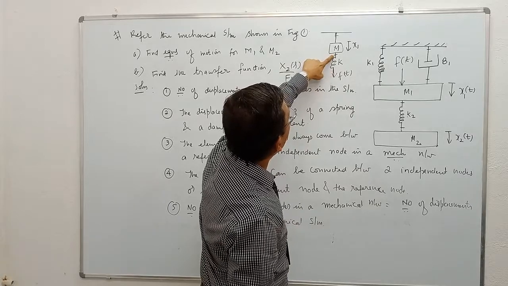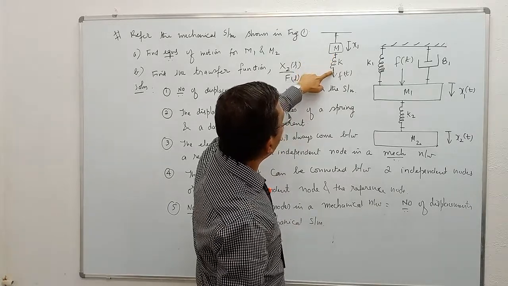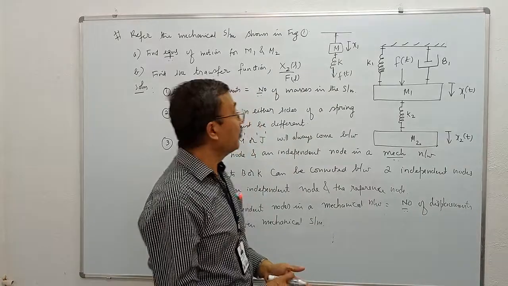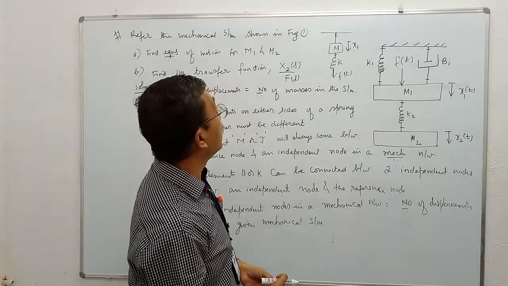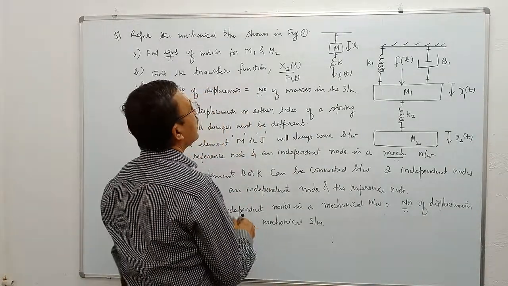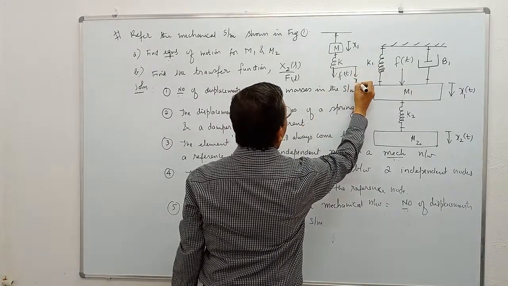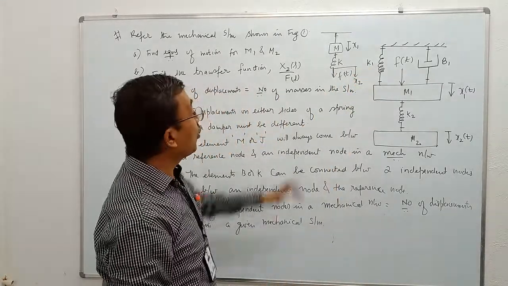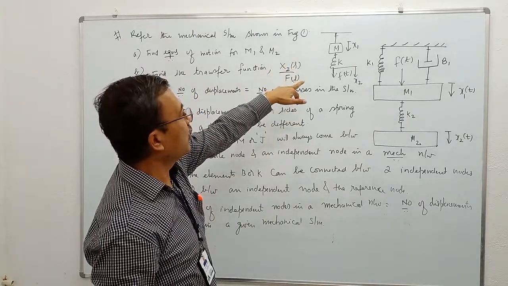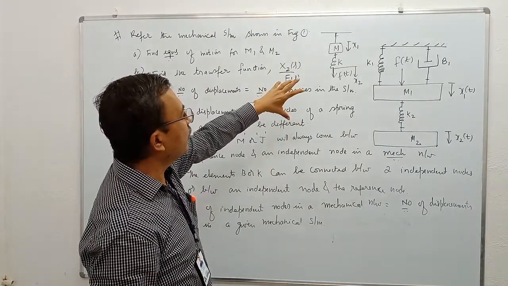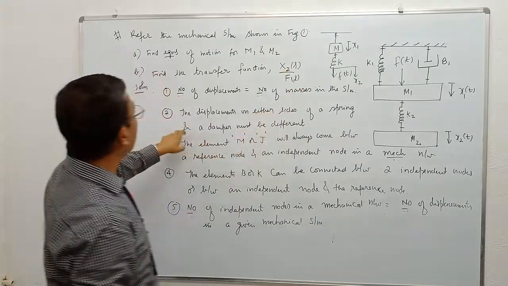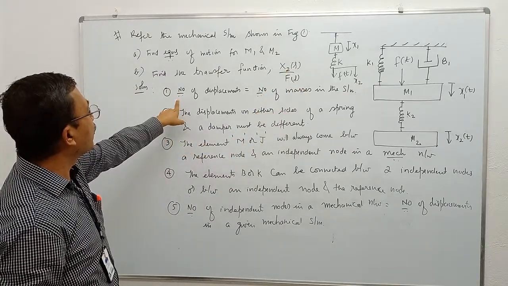Displacement here is x1. Here the displacement has to be different because displacements on either sides of a spring must be different. Therefore, the displacement here has to be x2. See, we have got one mass, but there are two displacements.